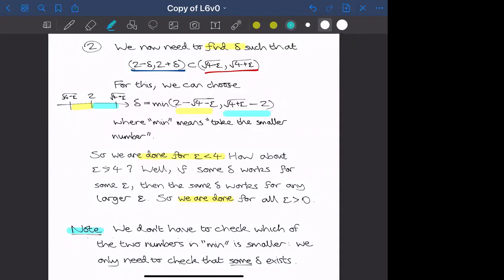Okay, let's continue. So before the break, I was saying there is not a unique delta. If some delta works, then a smaller delta will work. But also, we just need to know that some delta exists. We don't need to say what it is. For instance, in this case, we just need to say, take the smaller one of the yellow and the blue, whichever one it is. We don't have to work out which one is smaller. We only need to check that some delta exists.